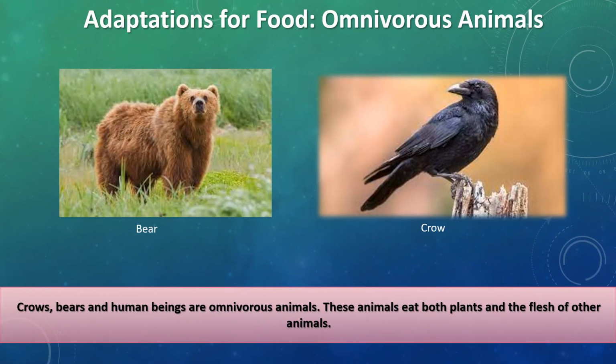Next are omnivorous animals. Crows, bears, and human beings are omnivorous animals. These animals eat both plants and the flesh of other animals.